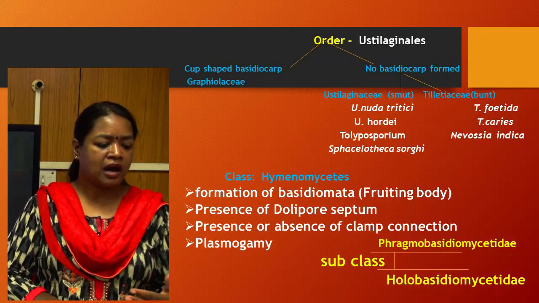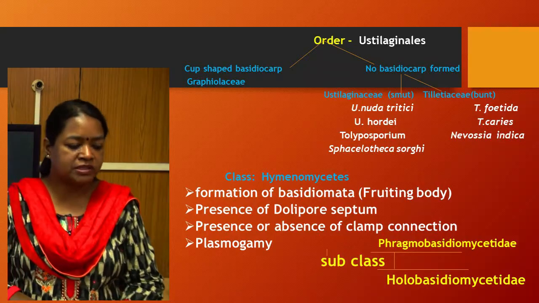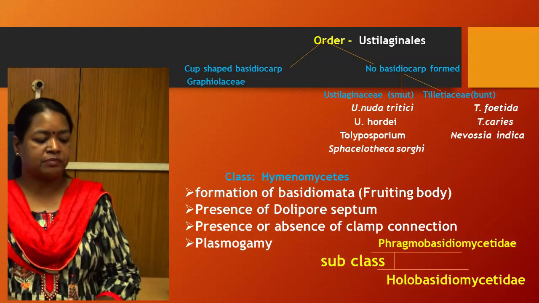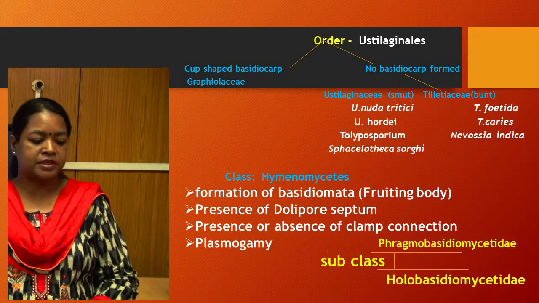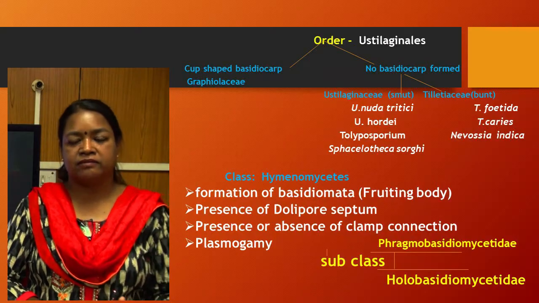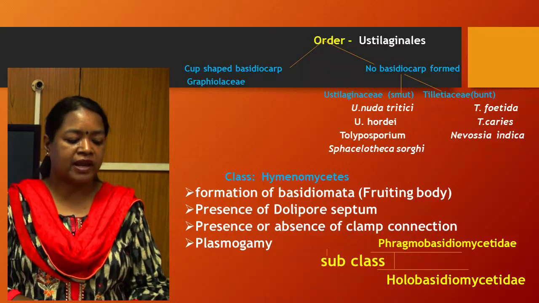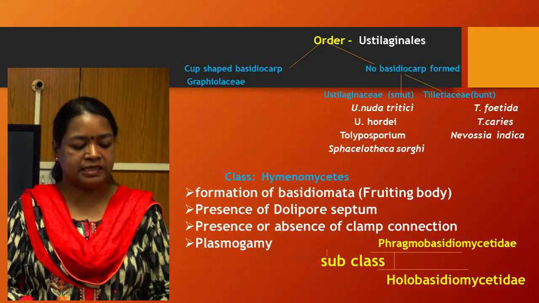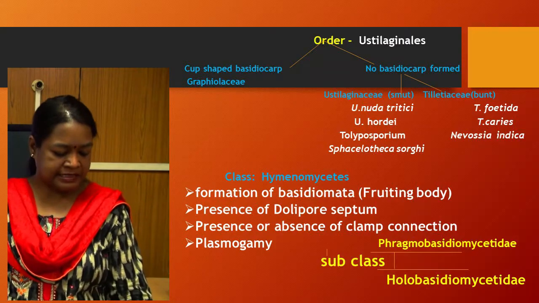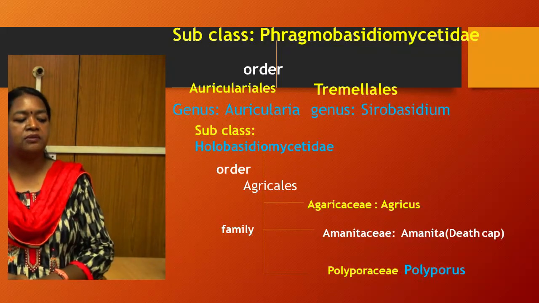In the class Hymenomycetes, the organisms are characterized by formation of basidiomata or fruiting body, presence of dolipore septum, presence or absence of clamp connection, and plasmogamy. This class is divided into two subclasses. First subclass is Phragmobasidiomycetidae, and second subclass is Holobasidiomycetidae.